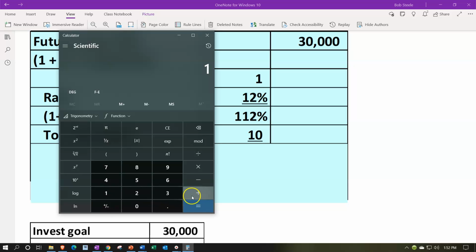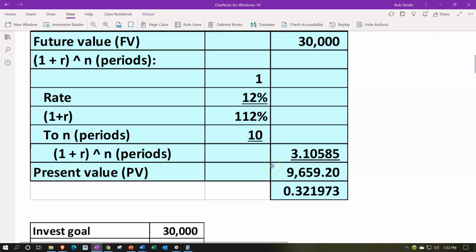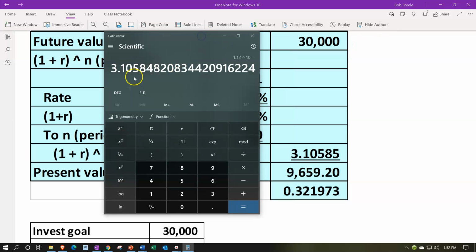So it's going to be 1 plus the 0.12. That's going to be the 1.12, or 112%, to the power of, which I'm going to use this x to the y. And then that's going to give us our caret up top, 10. And there we have the 3.1058 and so on. So let's go ahead and reveal here. The reveal. And so there it is.